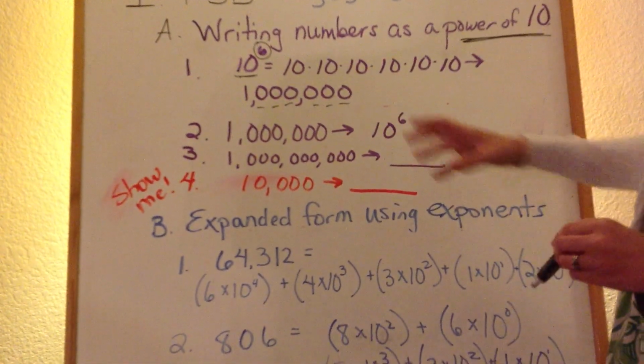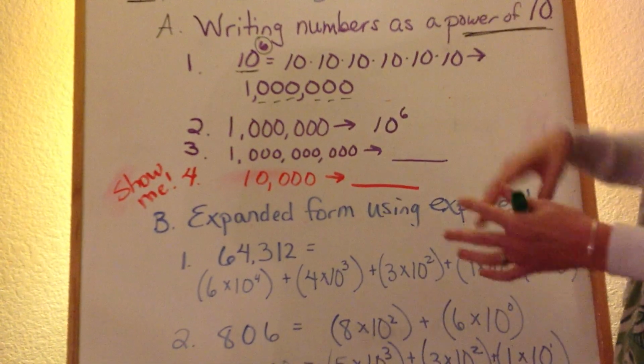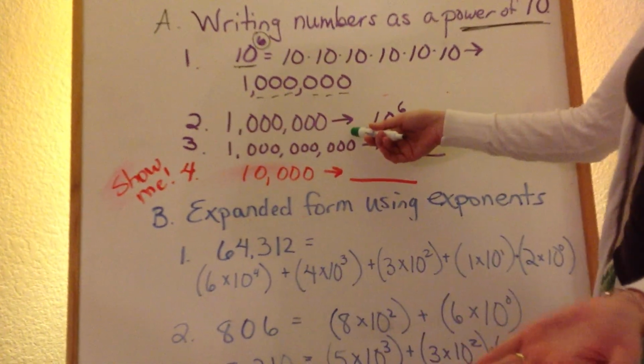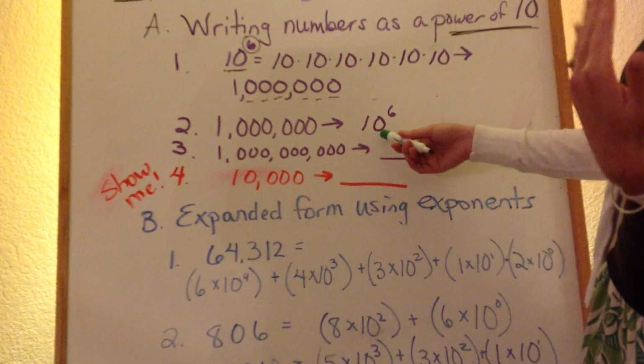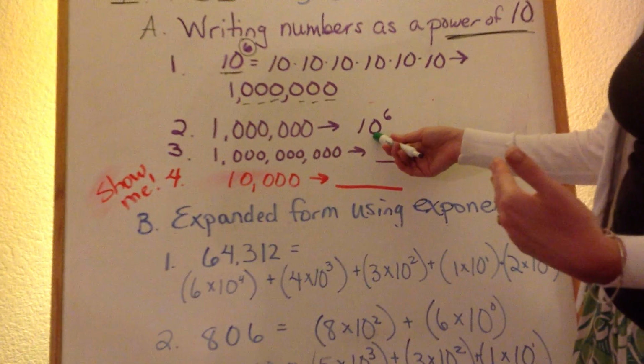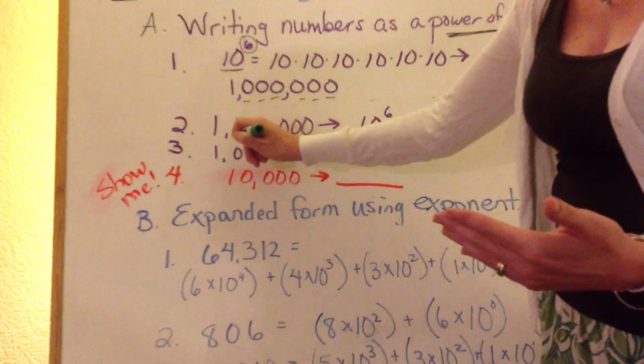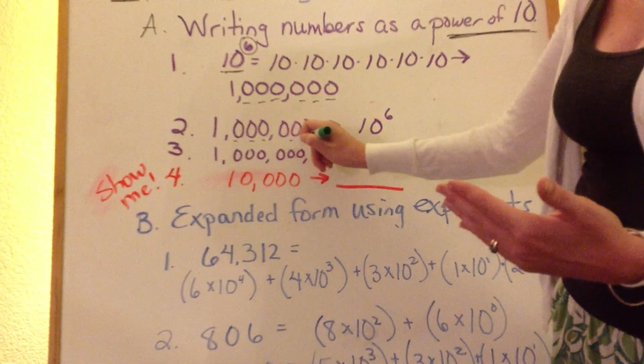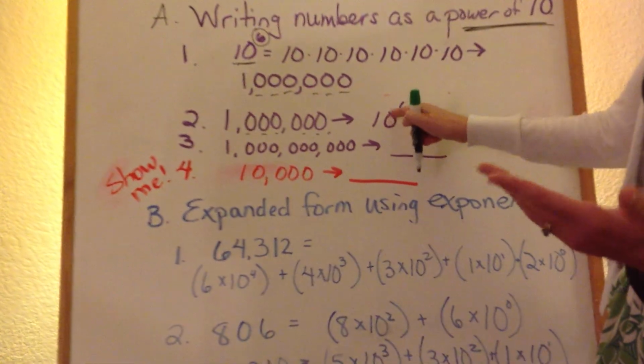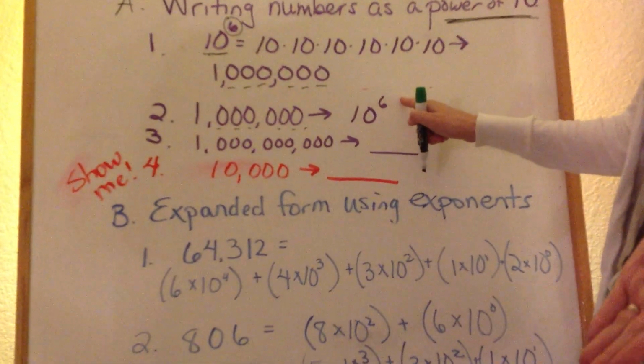Let's try again, but now let's try to move backwards. So if we have a million and we want to write it as a power of 10, we write the 10, because it's a power of 10, and then we count how many zeros there are. 1, 2, 3, 4, 5, 6. So it's going to be 10 to the 6th power.